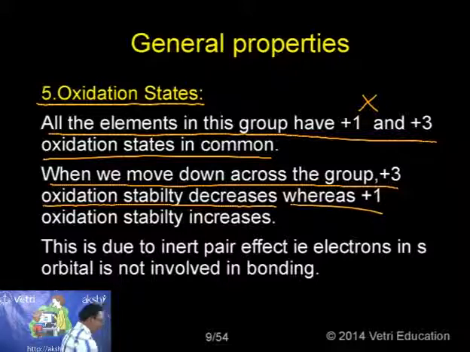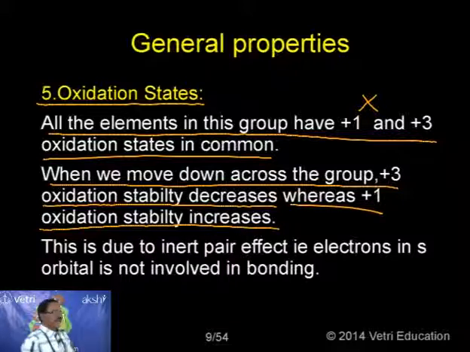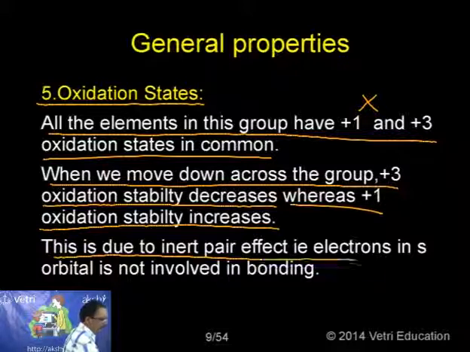Whereas +1 stability, oxidation stability increases. So when you go for gallium, indium, thallium will be more stable. +1 is more stable than +3. This is the interesting information. So this is again due to inert pair effect.